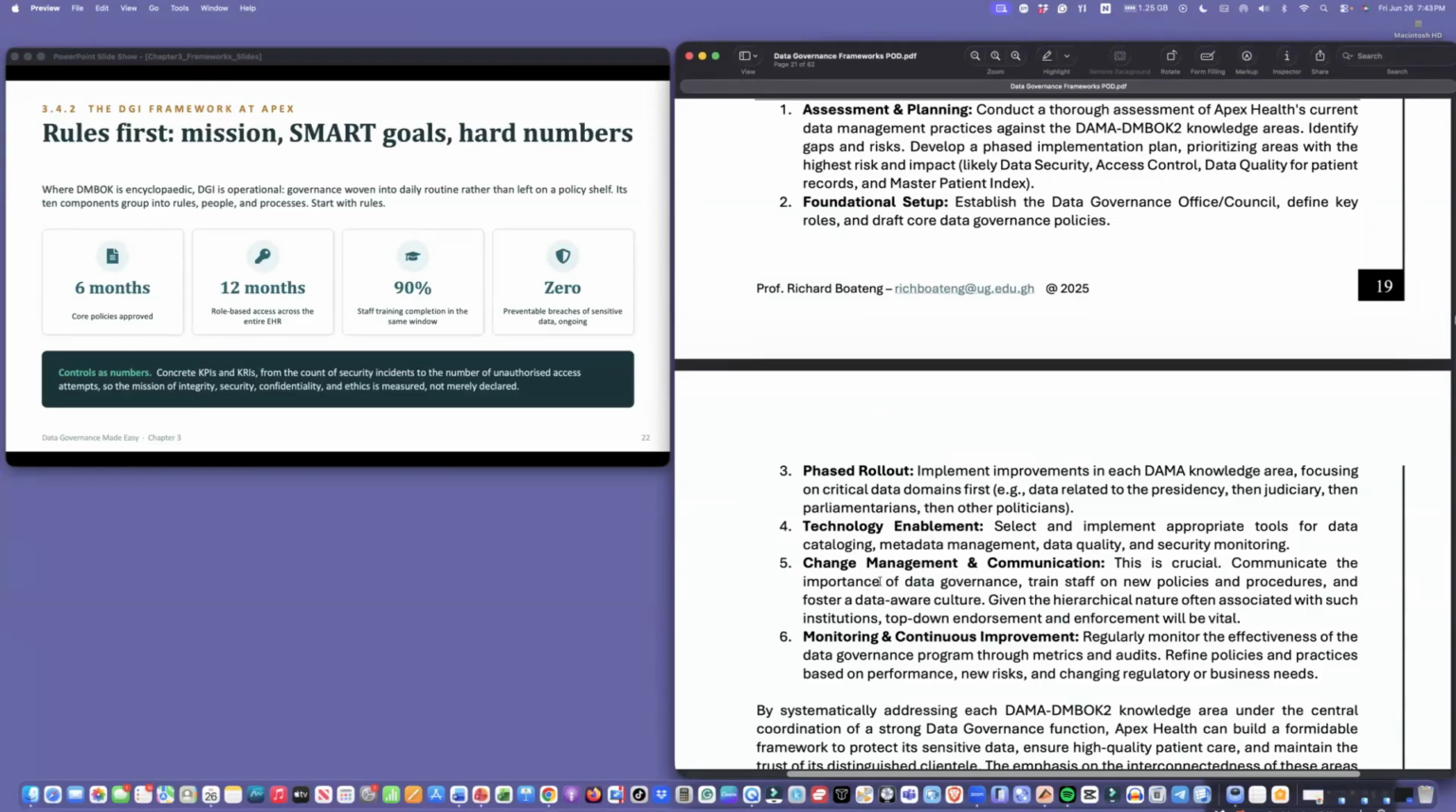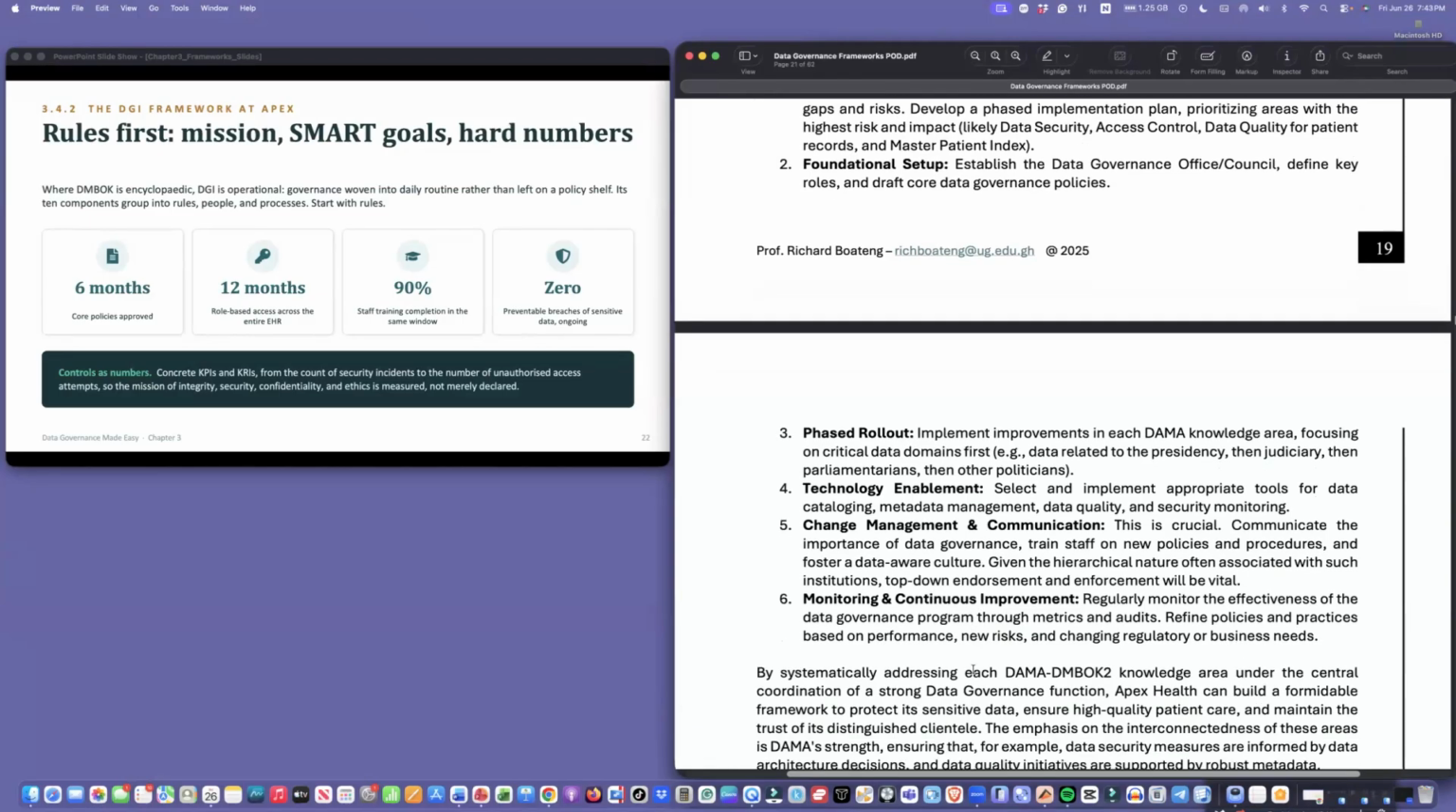Technology enablement, then change management and communication. So communication, I told you that may not sit as an element or principle, but it may be part of the activities they do. And you see it here. It's change management and communication and monitoring and continuous improvement. So that's what they will try to do.